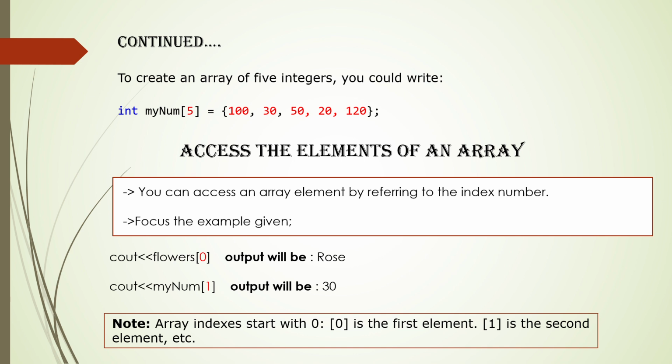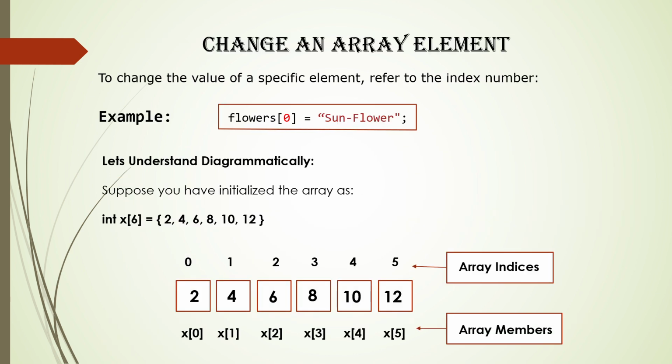Now what happens if we want to change an array element? We can do this simply by referring to the index number of the particular element we want to change. So here I want to change the array element stored at index 0. This can be simply done by writing the array name with the particular index number and giving the value you want to store or replace it with. Here I have stored sunflower at the 0th index of the array named flowers. So rose will simply be replaced by sunflower.